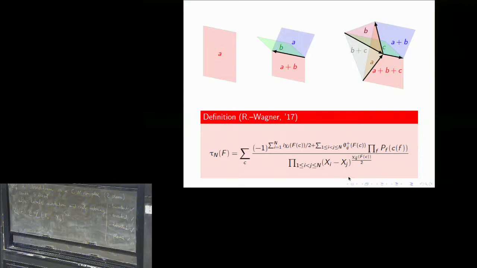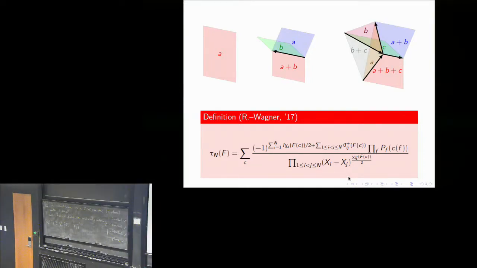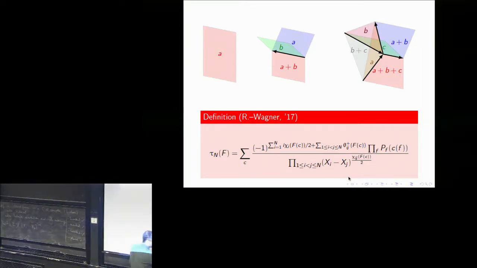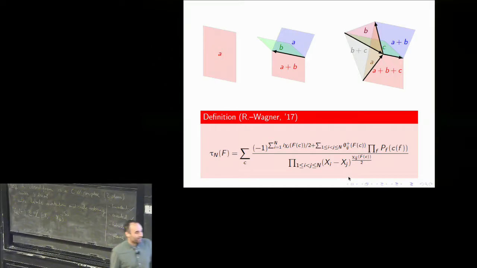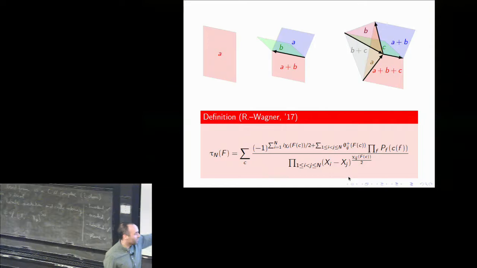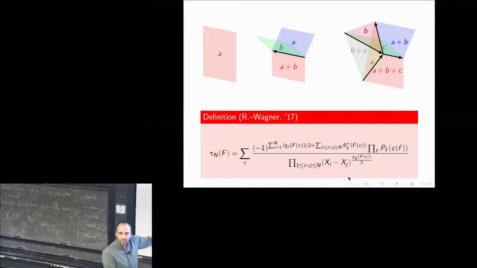And then you have some data associated to the foam and the coloring. So this chi i, this theta ij plus, I forgot about something, and the chi ij, okay? I have to explain this, and I have to explain what this is. So it's just a definition. This is a quantity associated to the foam, and I denote it by tau of F. Where does that live? Here.